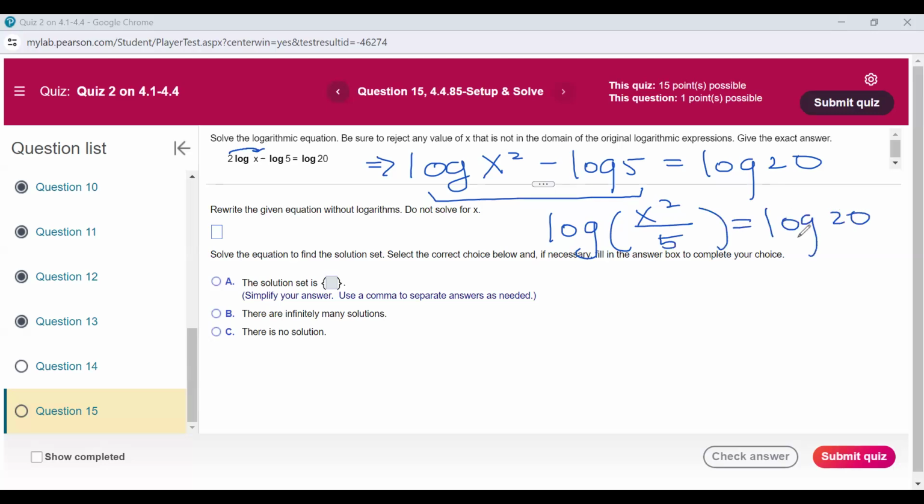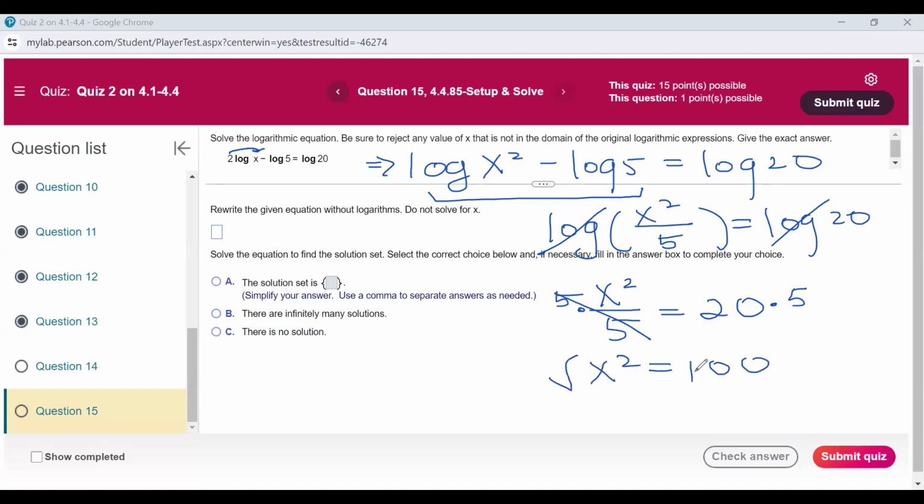Equals log of 20. When you have logs on both sides, you can cancel, and that's the only time you can cancel, if you have a single log on the left, a single log on the right. So now we have x squared over 5 equals 20. So let's multiply both sides by 5 to cancel this 5 in the denominator. You get x squared equals 100. Taking the square root, you get x is equal to plus or minus 10. Now we're going to reject the -10 because if you plug -10 here, you get log of a negative number. So the only solution is 10.